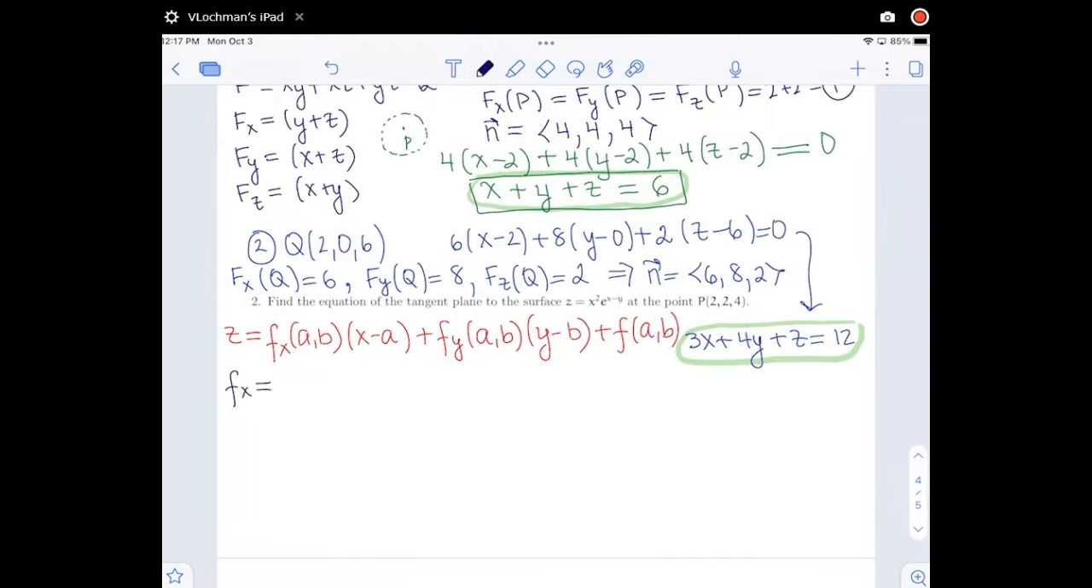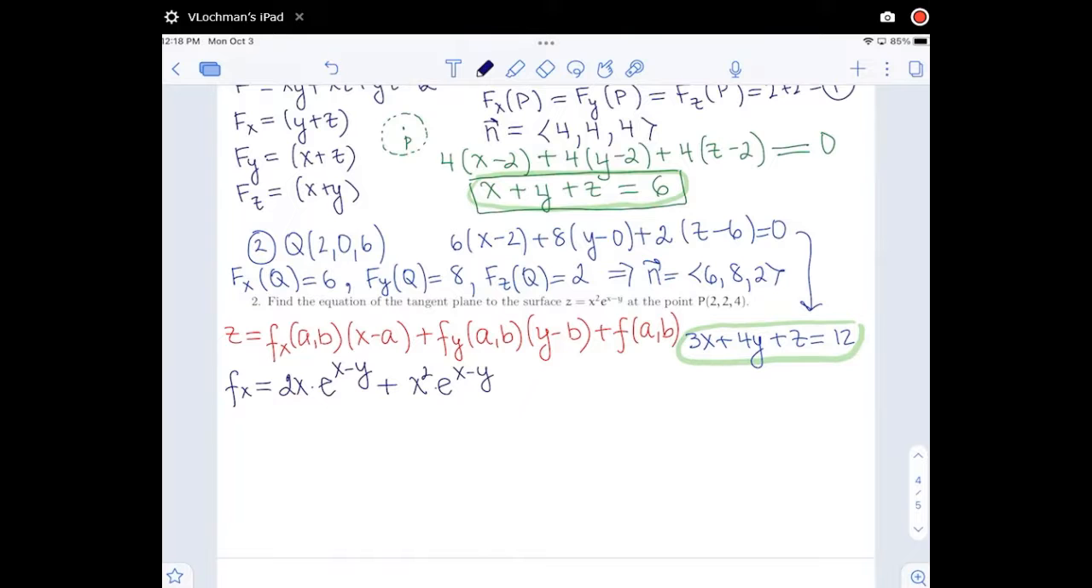What is the partial with respect to x? Now here, this is the product rule, so that's going to be 2x times e to the power x minus y, plus x squared times e to the power x minus y, because the derivative of x minus y with respect to x is just 1, right?